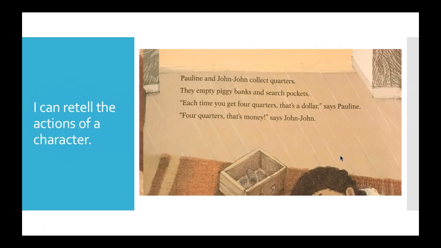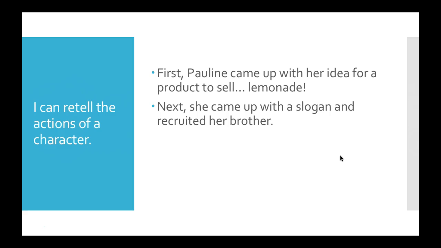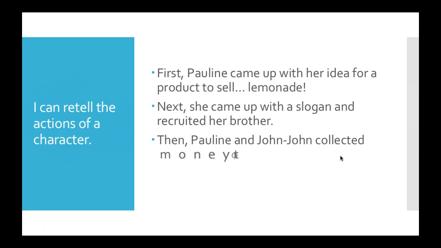Excellent. So they just found some money. So let's return. That's a very important step to finding and getting your materials. You have to get the money to buy them. Then Pauline and John collected money to purchase their materials. That's very, very important. Nobody can sell anything unless they have the access or unless they are able to get the materials. And in this case, they have to buy it. Their parents don't just have a bunch of lemons sitting around.